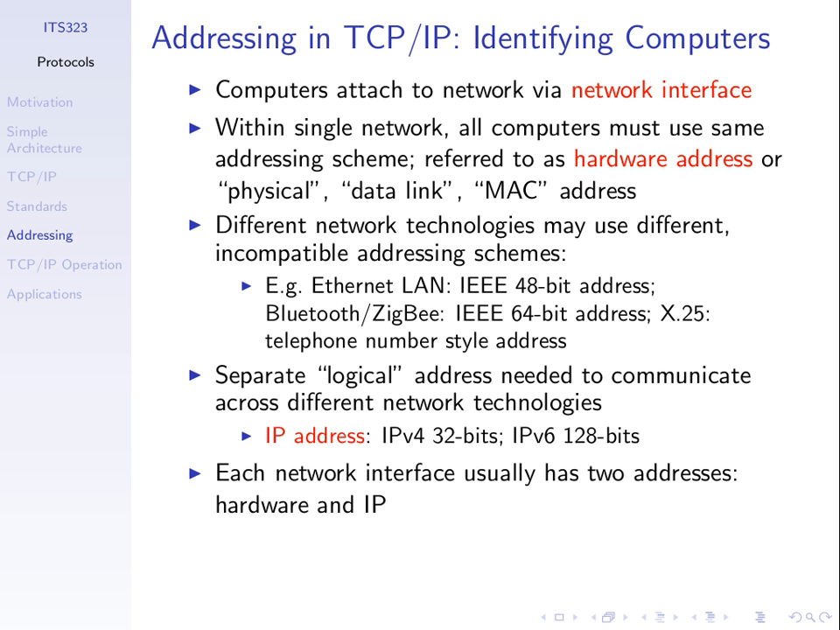So the addresses are used differently. The IP address is used for communications across an internet, and the hardware address is used for communications within a LAN or within a wide area network. And in practice, all devices have both. Or all devices connected to the internet have both addresses, a hardware and IP address. Some devices have multiple instances of those addresses. Those devices that connect networks together have multiple addresses.